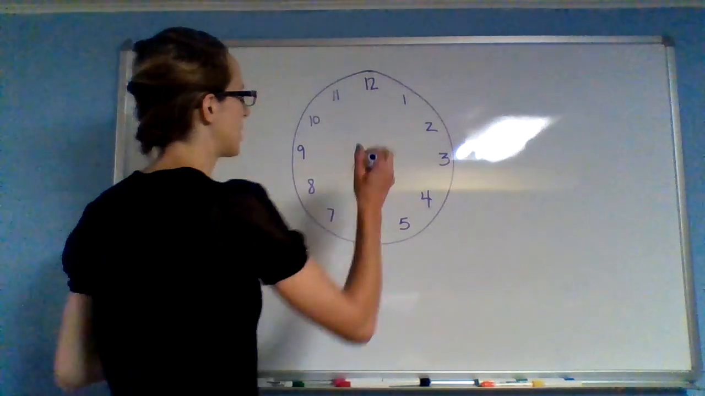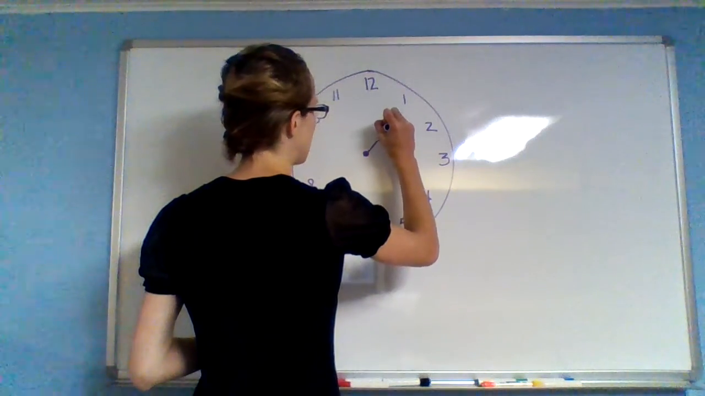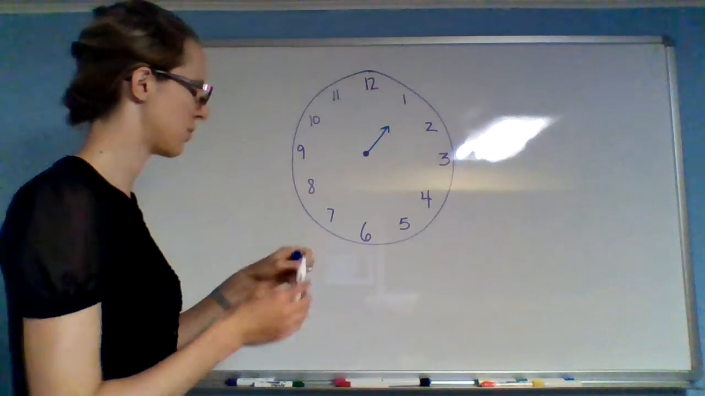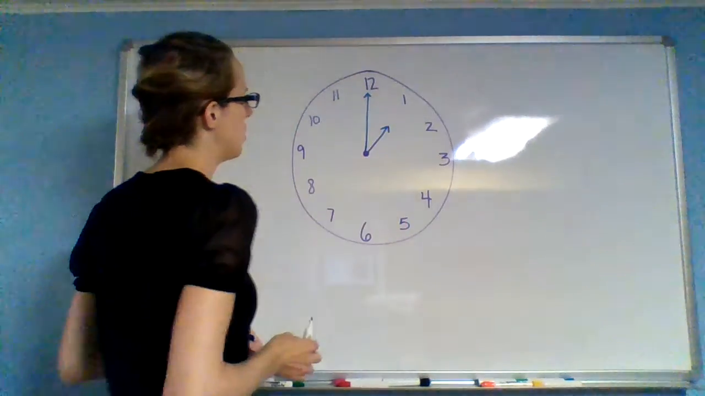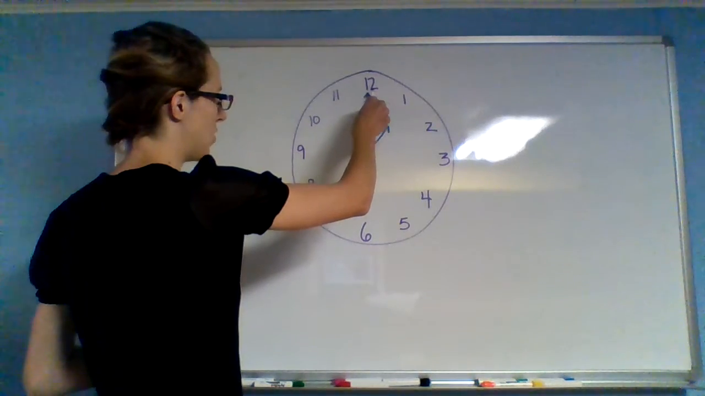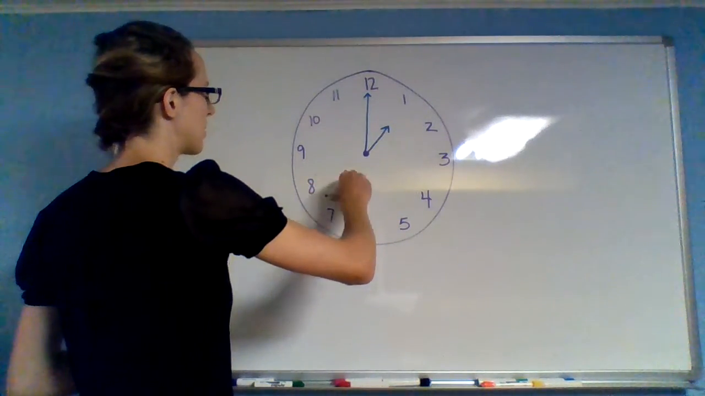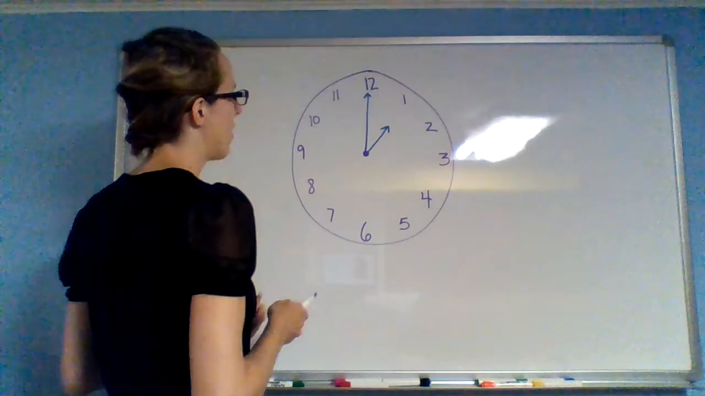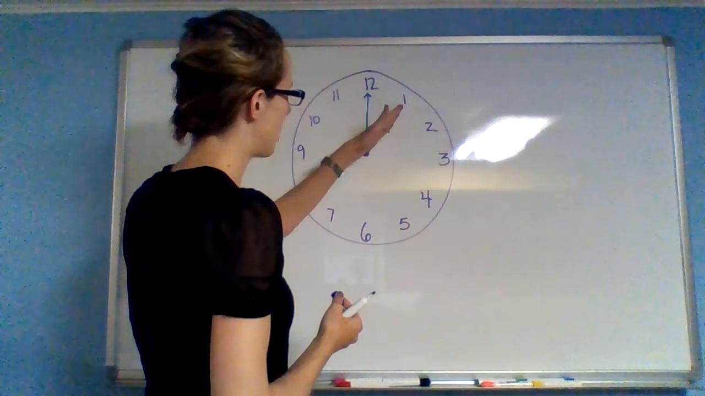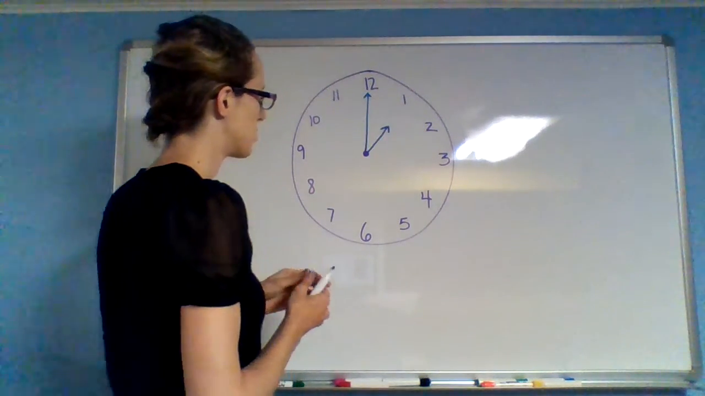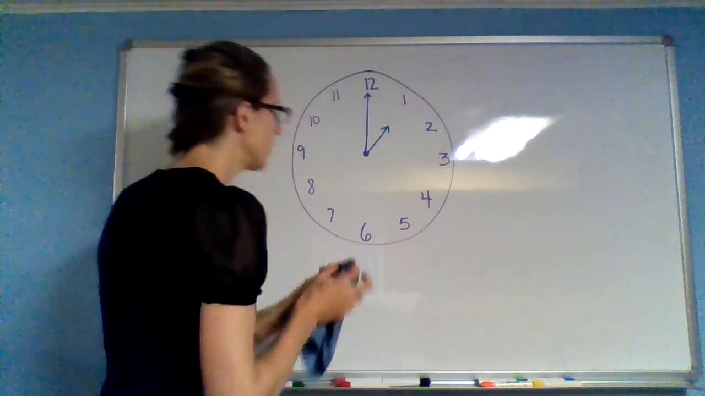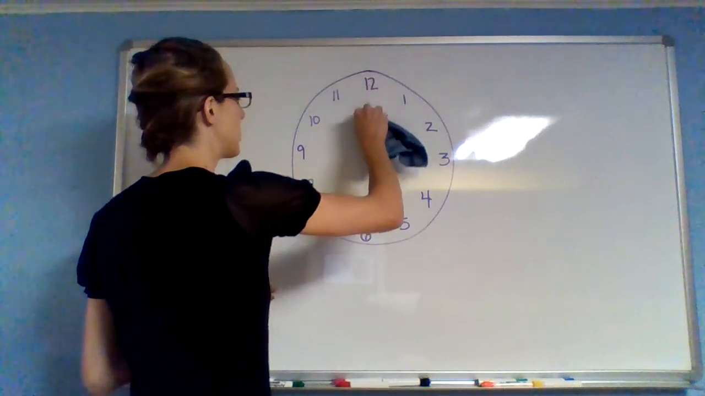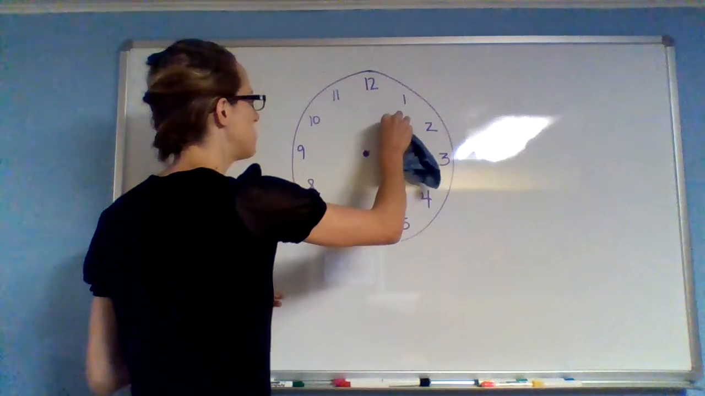So if it was 1 o'clock, here's my short hand. The short hand's going to start at 1 o'clock, and the long hand's going to start at 12. Throughout the hour, the long hand is going to make one complete loop around the clock, and the short hand is simply going to move from 1 to 2. So the short hand is always moving just a short distance. As our long hand goes around, that short hand does move a little bit.